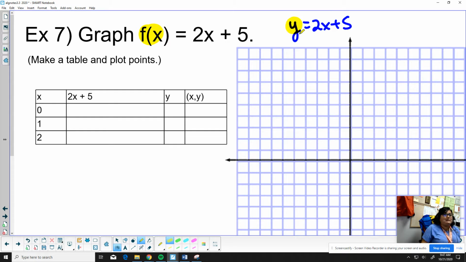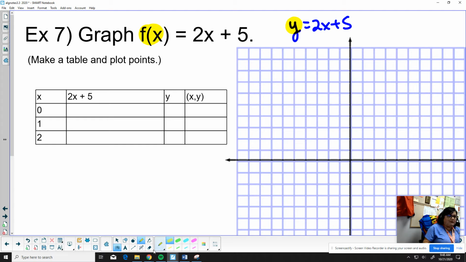Okay, so we can take some random values, and we want to pick easy values because we want them to fit on our graph. And we're going to put them in place of x. We did a little bit of this in chapter 1, where I would give you the domain, and you would come up with the range by using a table.